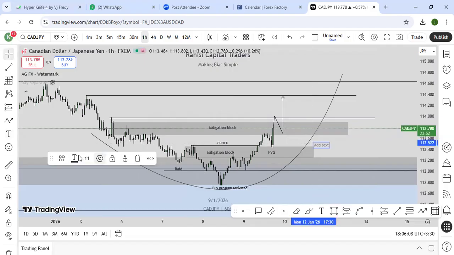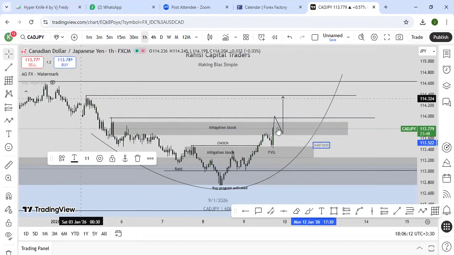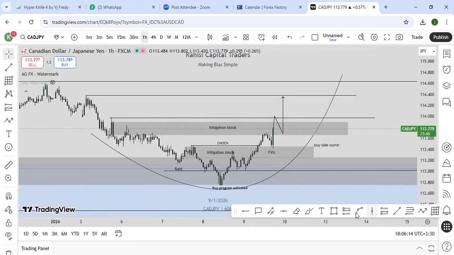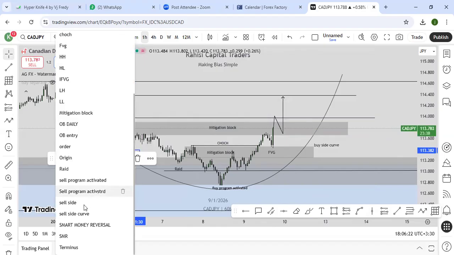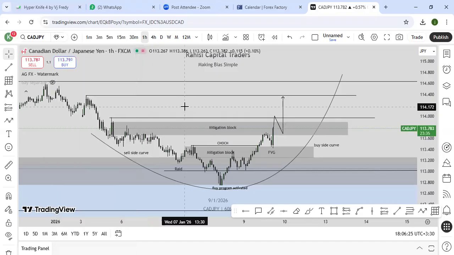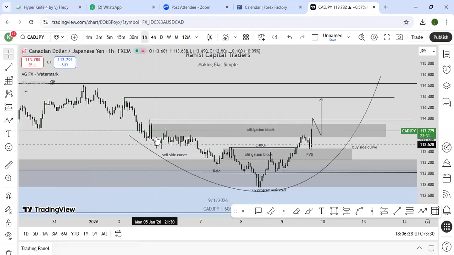Here, this is the buy side curve. Then here we are having what we call the sell side curve. Sell side curve is there. So this is original consolidation, smart distribution 1, distribution 2, smart money reversal, buy program activation, rate, church, FVG mitigation block entry. This is the low risk entry.